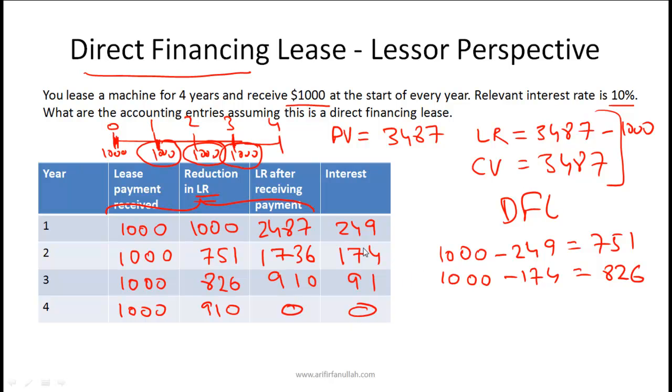So in our particular example, interest shown as revenue in year one is 249, year two 174, year three 91. So this shows how we account for leases assuming a direct financing lease.